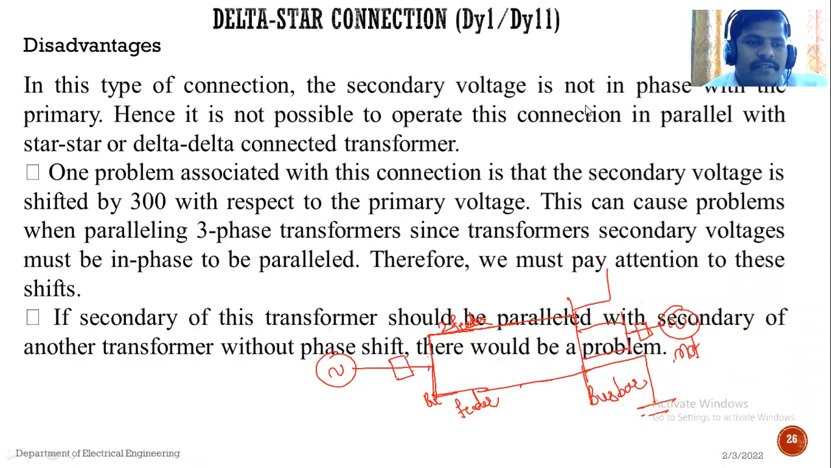Now there are some disadvantages of this type of connection. Delta star connection ची काही disadvantages आहेत. So in that, the first one is that in this type of connection, the secondary voltage is not in phase with the primary. आहे का phase मध्ये primary च्या? Whether it is in phase or out of phase, the secondary voltage, whether it is in phase with that of primary voltage or has some angle.